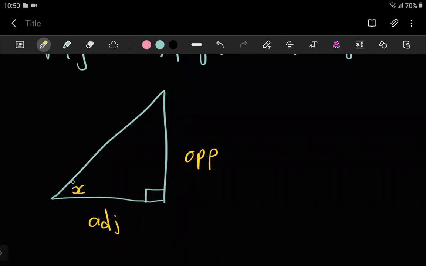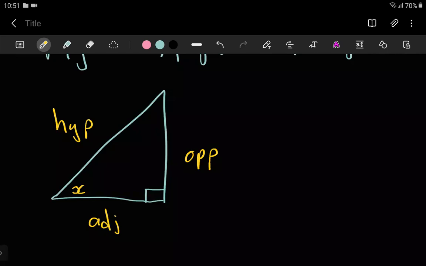Now, the line that is always opposite the 90 degree angle, we always refer to that as the hypotenuse. You see, that's the line opposite the 90-degree angle. So the line opposite the 90-degree angle, regardless of how the alignment of your triangle is, that's the line that will always be the hypotenuse.